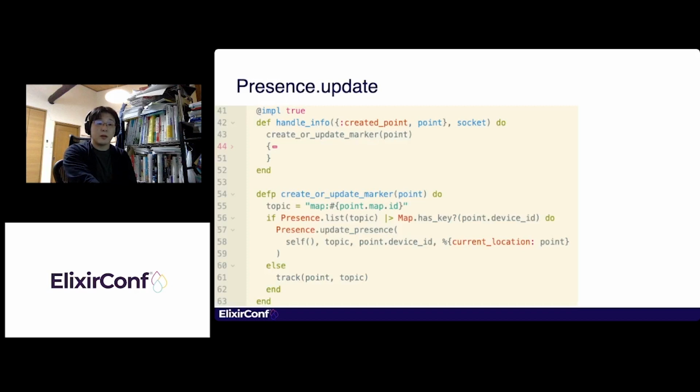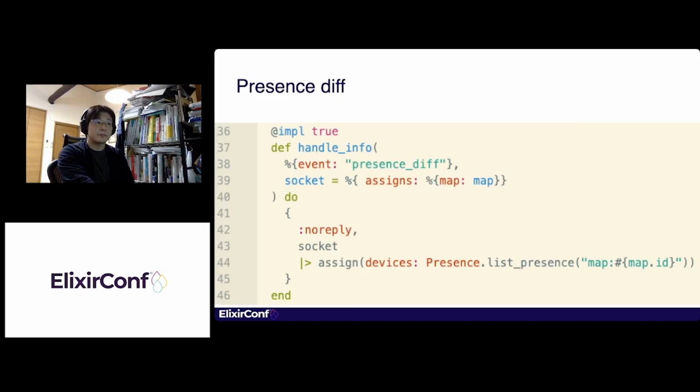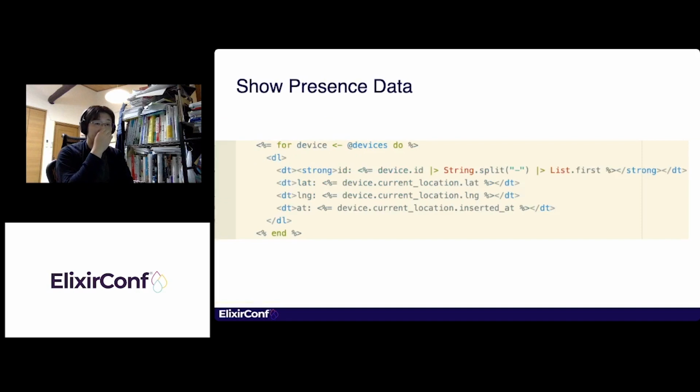Presence update. When you receive the broadcast, check if it is a new device, and update or add. Presence diff. This callback is called when presence track or presence update is run. It notifies subscribed devices of changes. Show presence state. Here's the code to display the data of the assigned presence. It's just a plain and ordinary for statement.